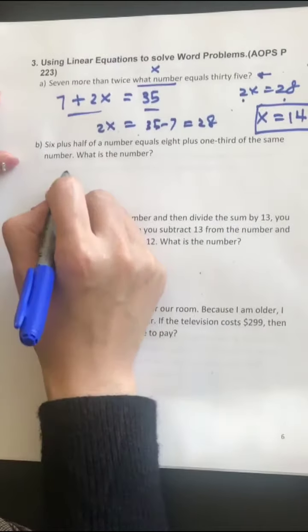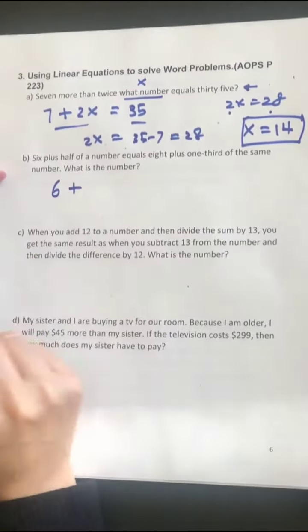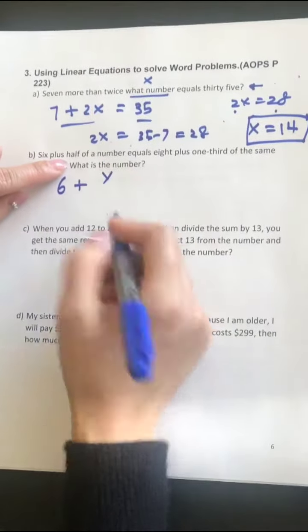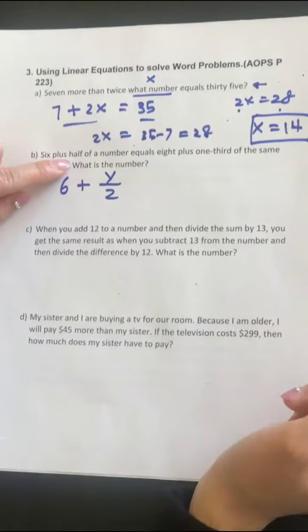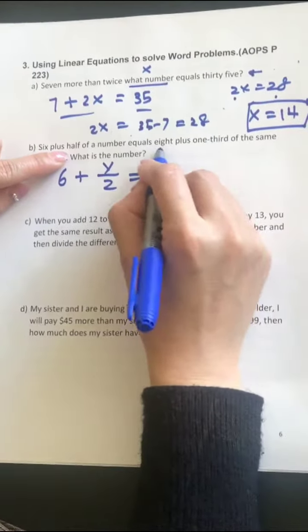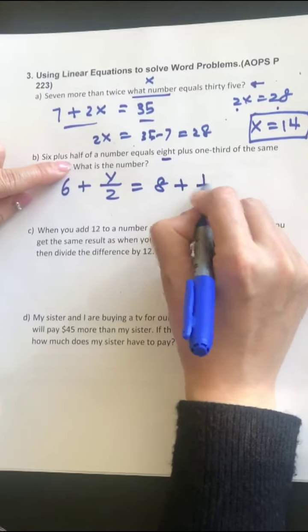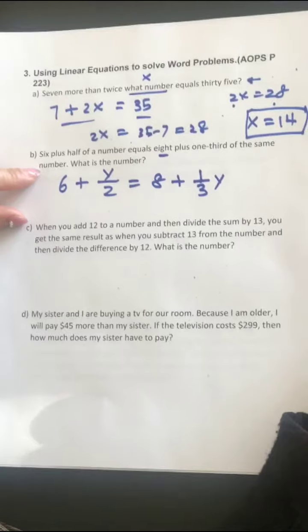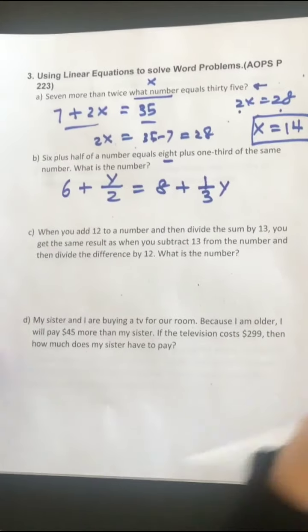Part B, 6 plus half a number. Say that number is the unknown y. Half a number is 1/2 y, right? Equals 8 plus 1/3 of the same number. So this is the equation that we are trying to solve.